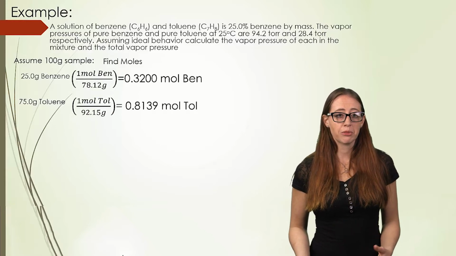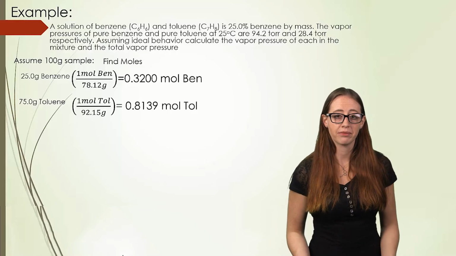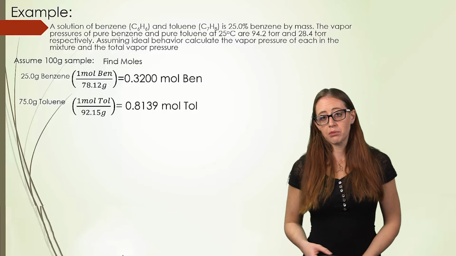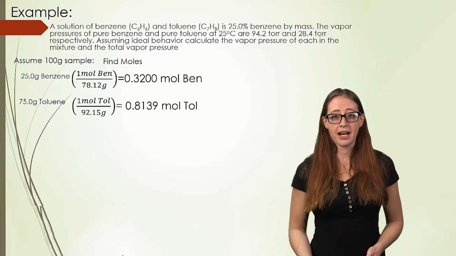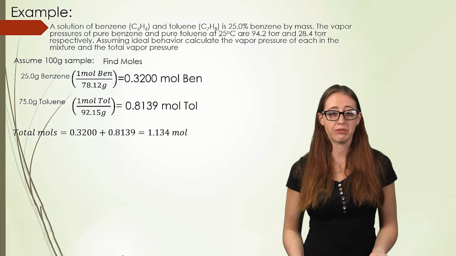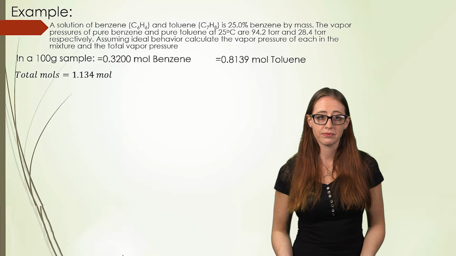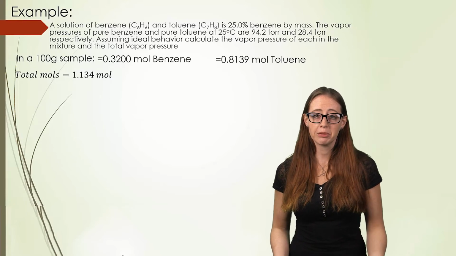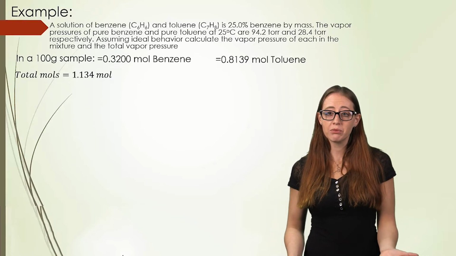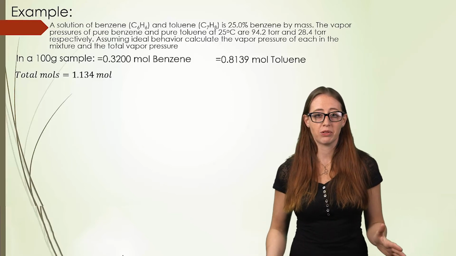From here, we get our 0.32 moles of benzene and our 0.8139 moles of toluene. When we want to get our mole ratio, we of course need to add this up in order to get our total moles, leaving us with 1.134 total moles. From here, we're able to find our mole ratios. We put the moles of each one over top of the total moles. So do this before moving on.